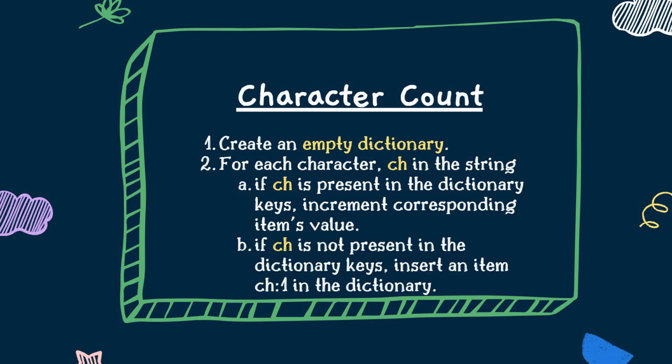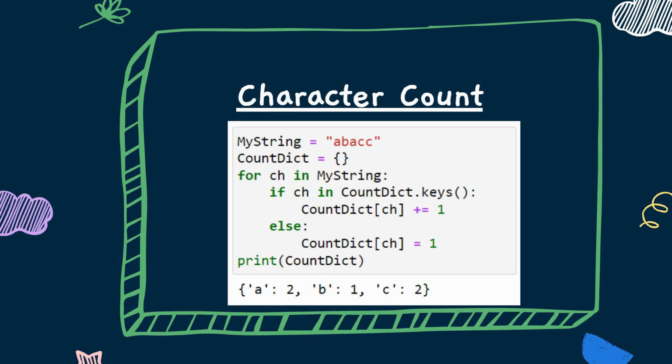Now if that character ch is not present in the dictionary keys, that means that character has not been entered as a key into that dictionary, then we need to create a new item with the character as a key and 1 as a value, and that item should be inserted in the dictionary. Now we will see its implementation by using Python.